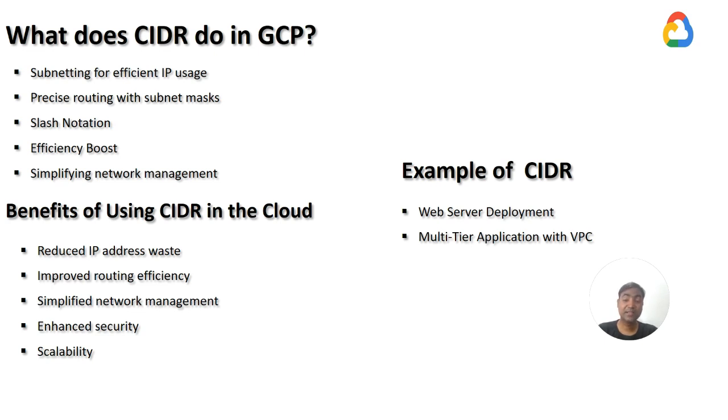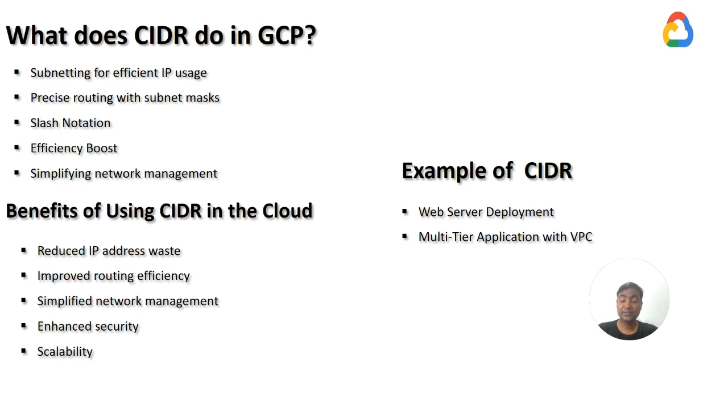What does CIDR do in GCP? Subnetting for efficient IP usage, precise routing with subnet mask slash notation, efficient hosts, simplifying network management, and more. Instead of assigning broad and potentially wasteful blocks of IP addresses, CIDR allows you to divide your network into smaller subnets. Imagine carving a large cake into smaller, manageable slices for different departments in an office. This optimizes IP usage and aligns allocation with specific resource needs.